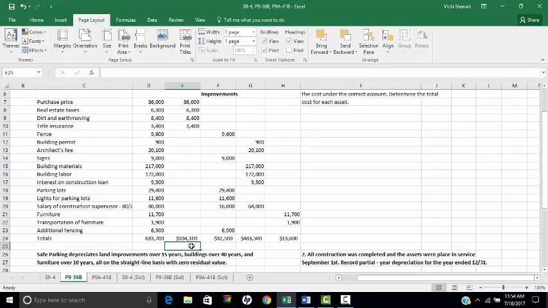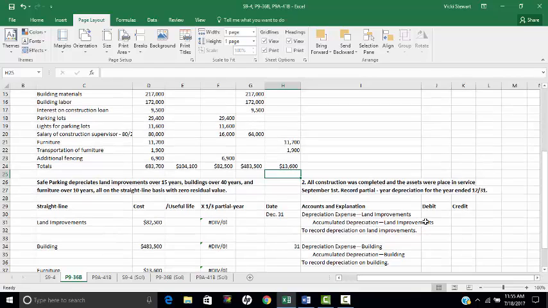We know that land is never depreciated, so those costs we do not have to calculate depreciation on, but the land improvements, the building, and the furniture will need to be depreciated. The second part of the problem says that all of the construction was completed and the assets were placed in service on September 1st, and it asks us to record partial year depreciation for the year ended 12/31.